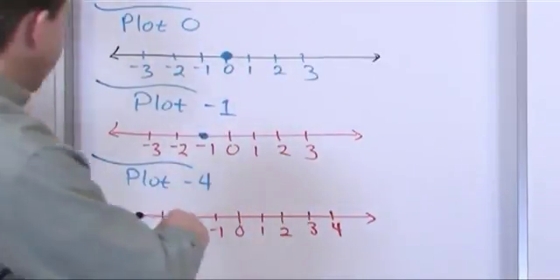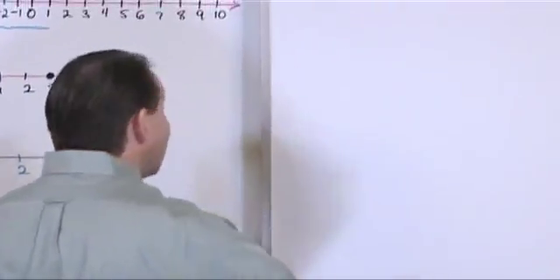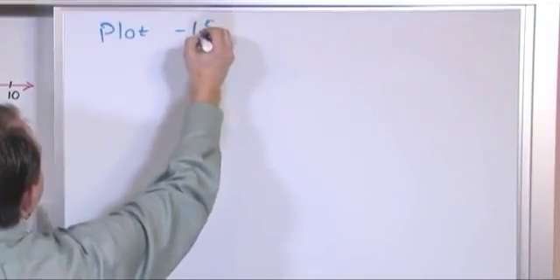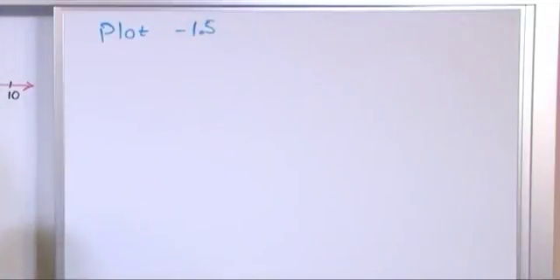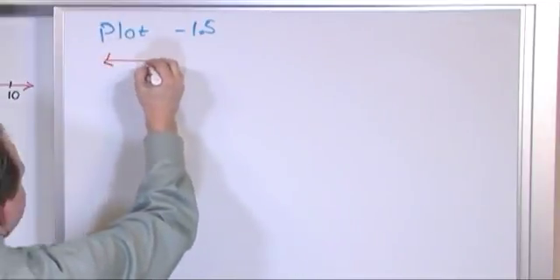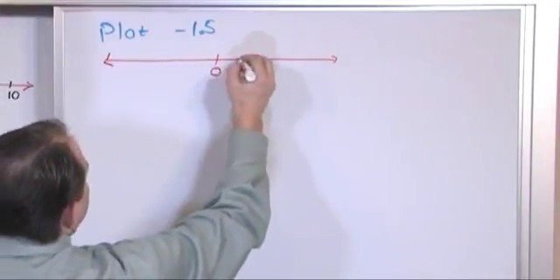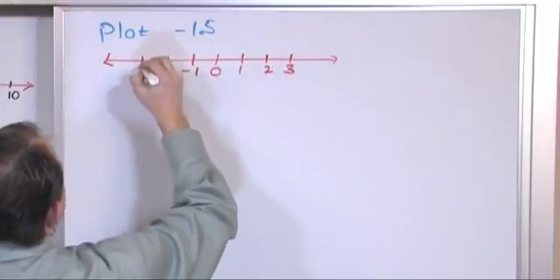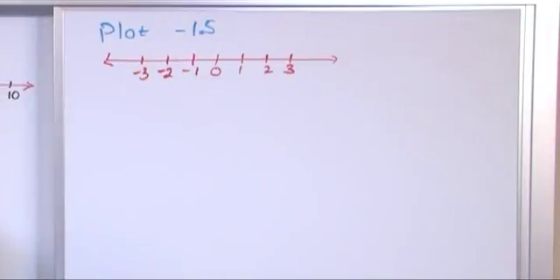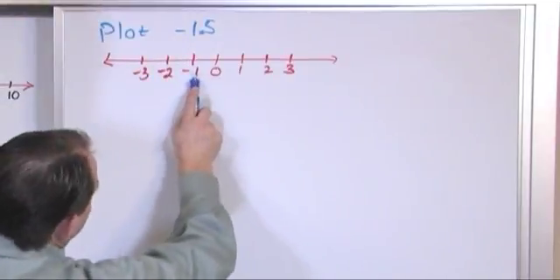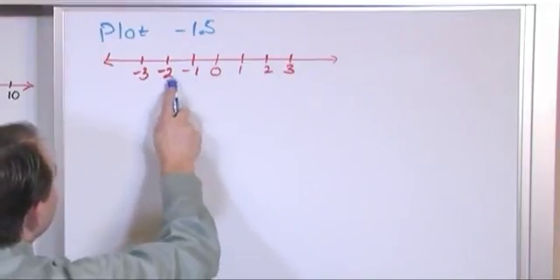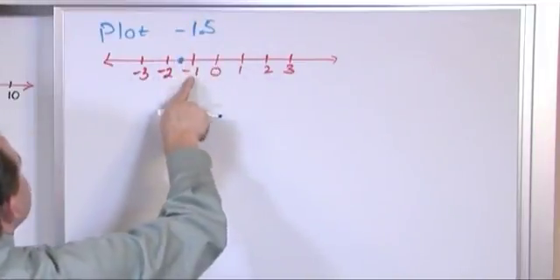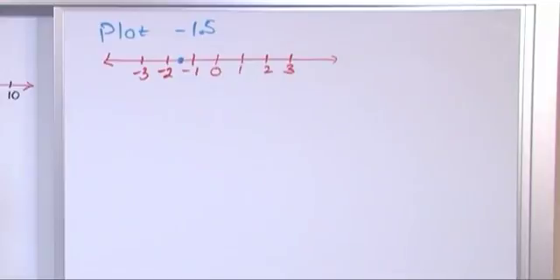Now what if we wanted to plot -1.5, which is something you'll probably be asked to do. So it's the same kind of thing. You first always draw your number line. 0, 1, 2, 3, -1, -2, -3. Now where is -1.5? Here's the number -1. Here's the number -2. -1.5 is somewhere in the middle there. So the way you would write that is a dot right on the number line, right in the middle of -1 and -2. So you put it between the tick marks.